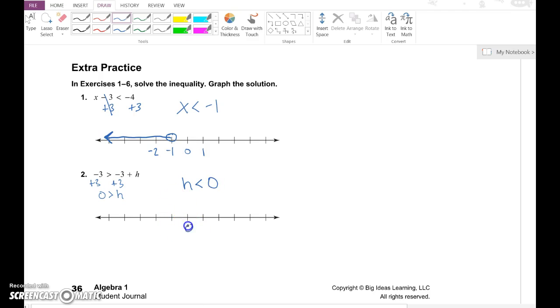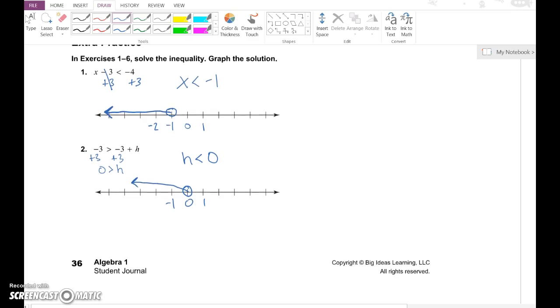So again, let's just put a few numbers on our number line so that we know what's what. h is less than 0, so it can be numbers over this way. Can it be exactly 0? Is 0 less than 0? No, so it has to be around 0. So you put an open circle on the 0. Okay, that's the scoop with those two. Let's flip the page. Let's go to the next page.